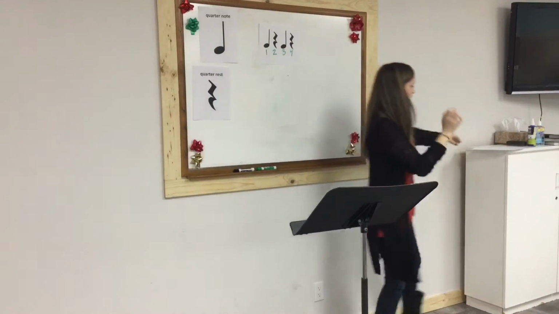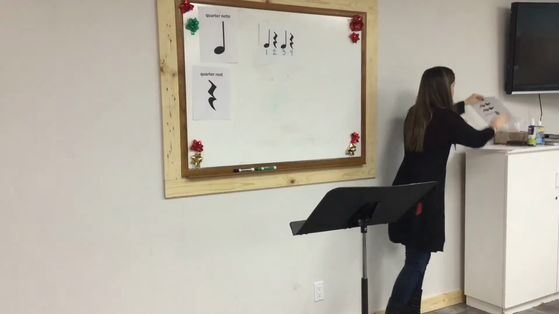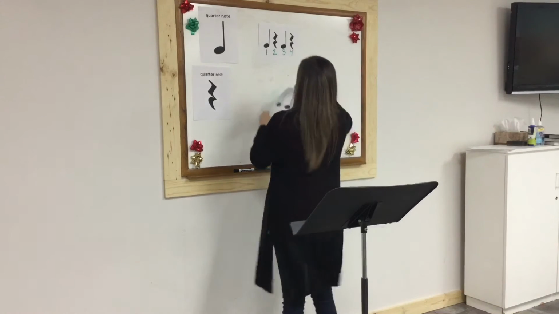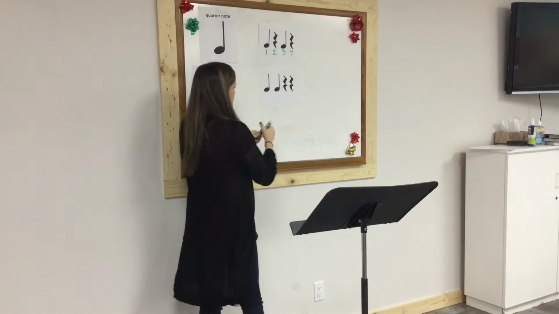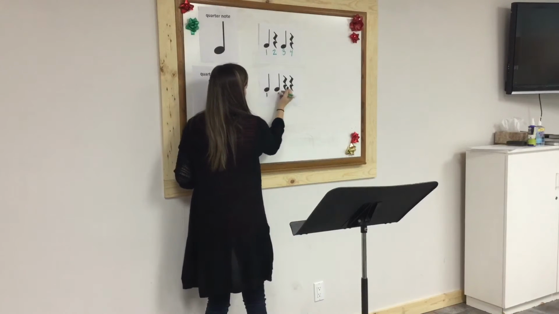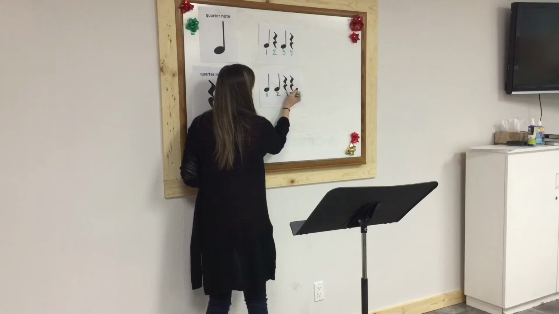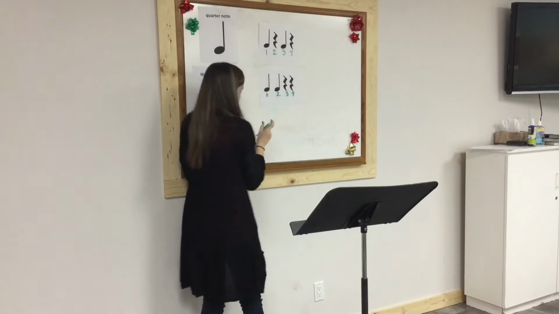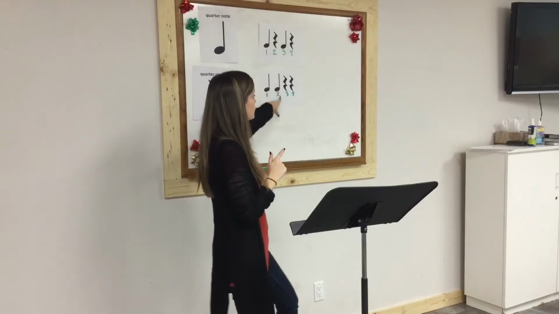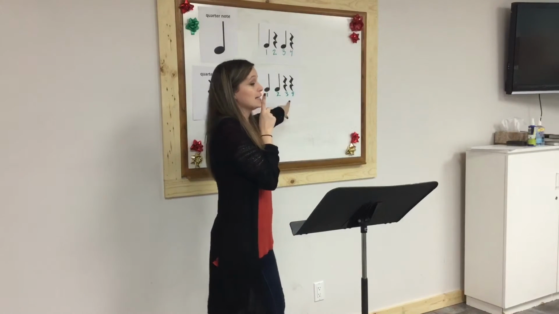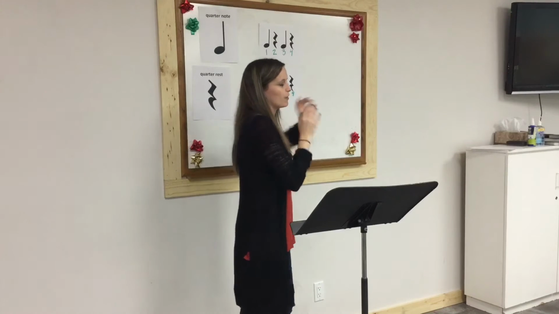Let's try another rhythm. Here is our next rhythm, and let's write our numbers on there. We have 1, 2, 3, 4. So this time we are going to clap on beats 1 and 2 and be quiet on beats 3 and 4. Why don't you listen to me first and then we'll do it all together.